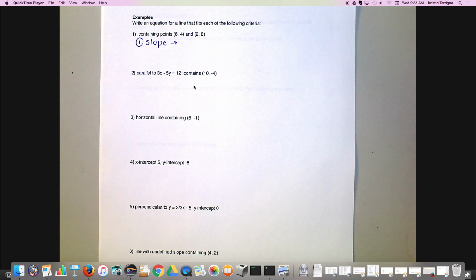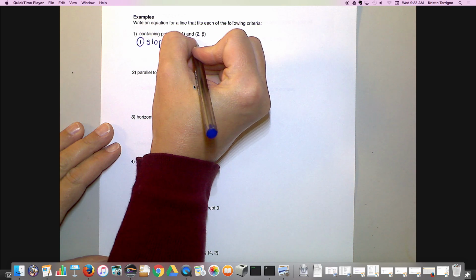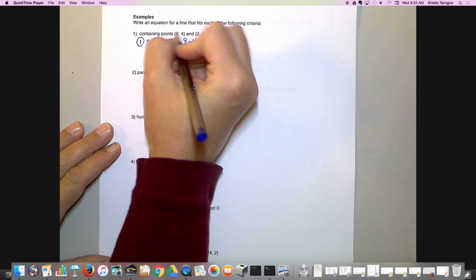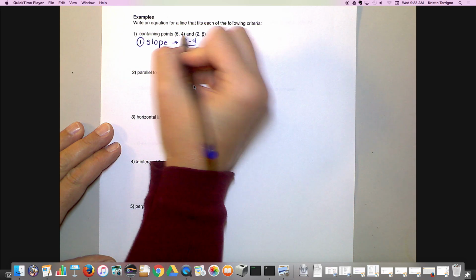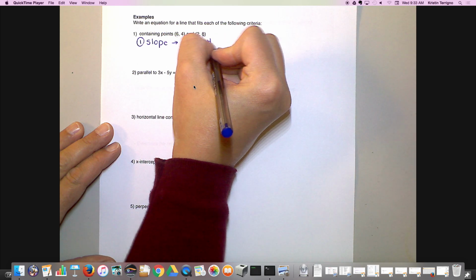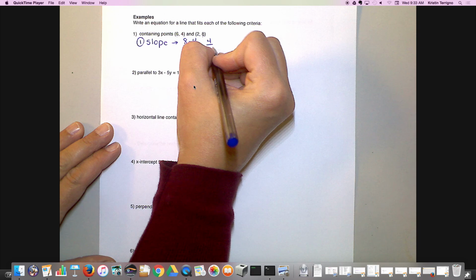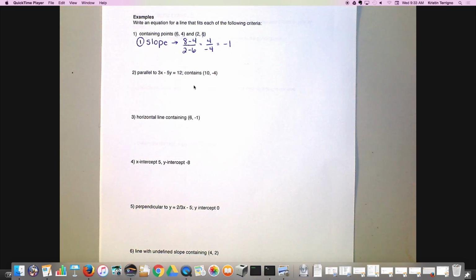Rate of change, right? So I'm going to go 8 minus 4 over 2 minus 6. So that was y2 minus y1 over x2 minus x1. That gives me 4 over negative 4, which is negative 1. So I know now my slope is negative 1. Do I have my y-intercept? No. Okay, so this is where I plug in and solve for b.